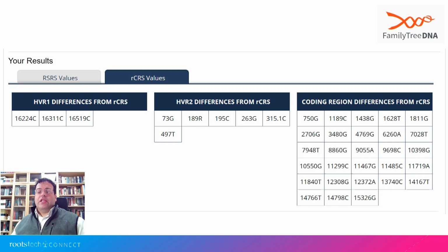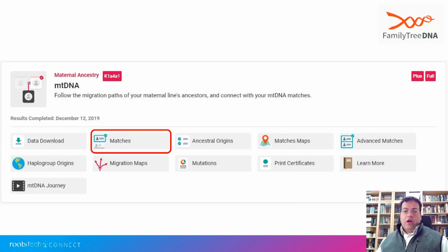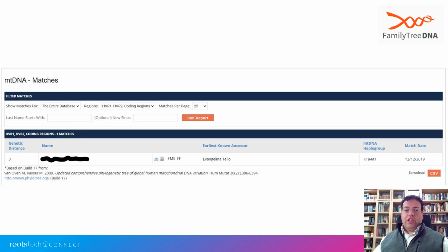But how does that apply to my genealogy? Well, we need to go to the other option, back to the dashboard, the home page, and click on matches. And so what we see here at this level now, we can have the complete mitochondrial DNA sequence, my full profile, and look if there is anyone else that also tested with their own full profile in their database and see if we match.